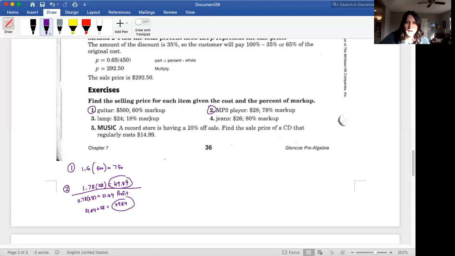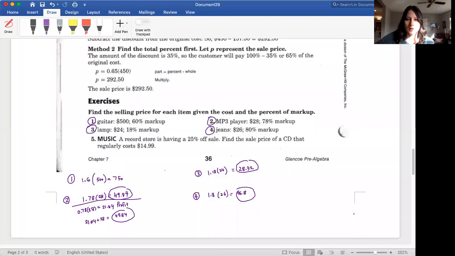So try number three, number four on your own. I will work them out on the side here, and then we'll take a look at another example. Okay, let's check our answers. So for number three, the final cost is $28.32 for the lamp. And then number four, the jeans end up being $46.80.